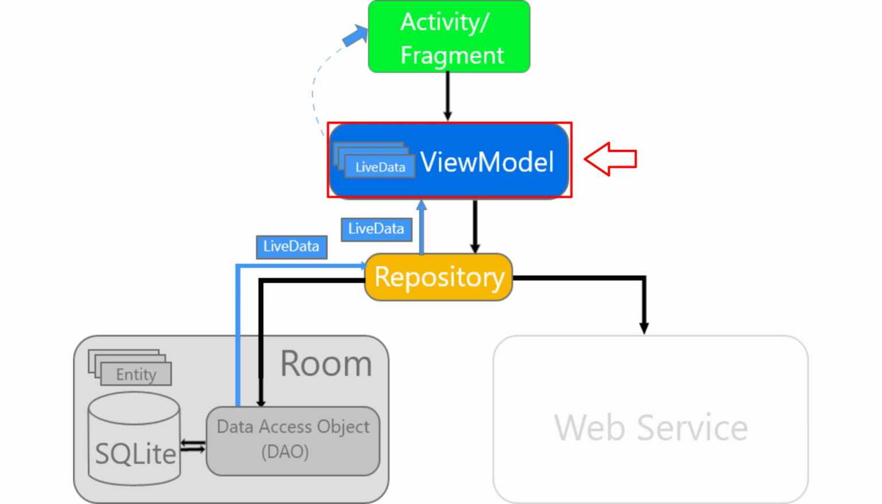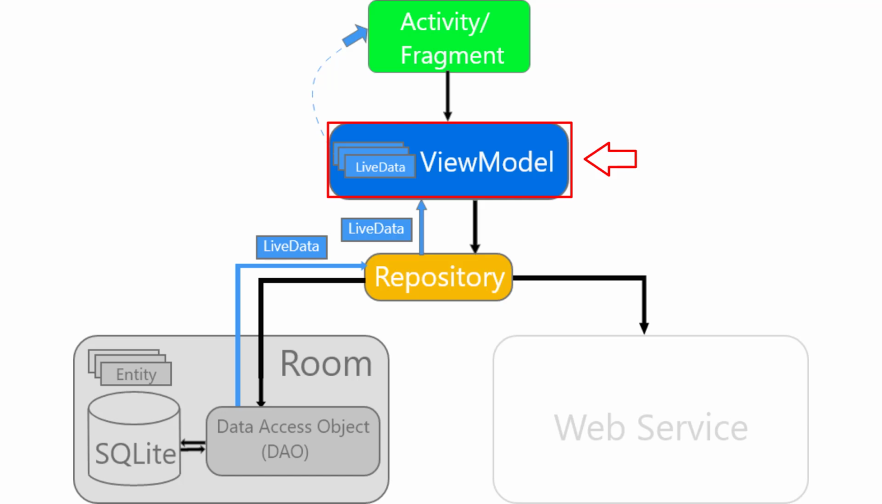The ViewModel instances, and this is very important, survive configuration changes. So for the activity and the fragment, if there is a configuration change like rotating the screen, the data is going to be preserved, and this is very important.